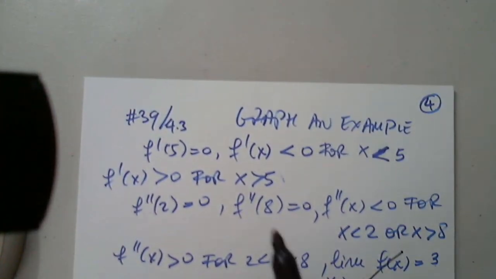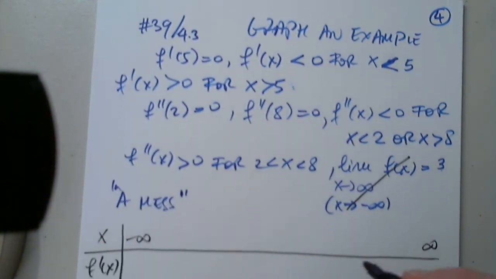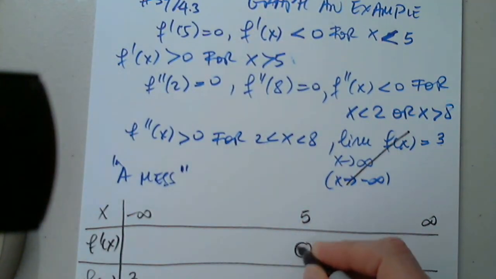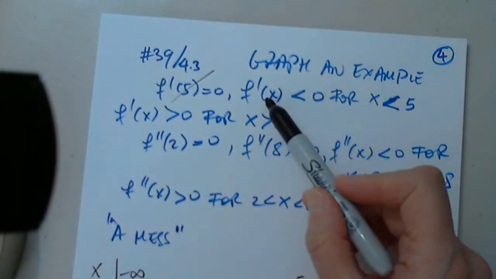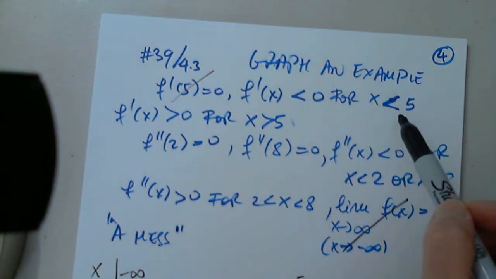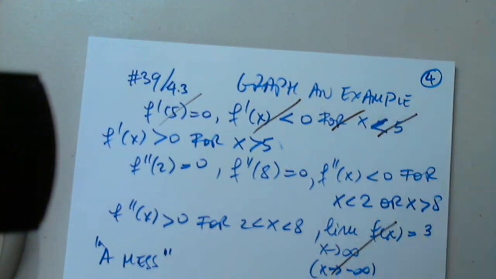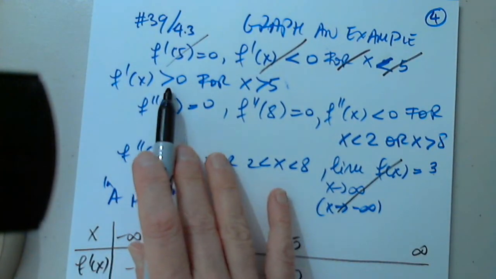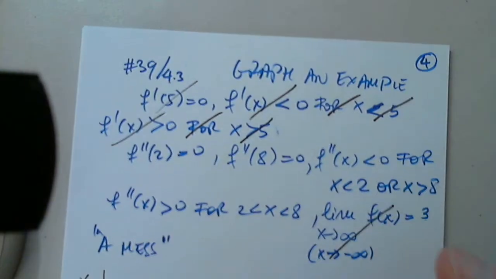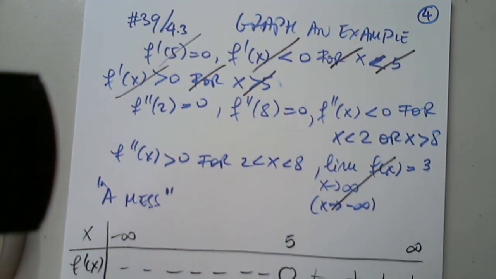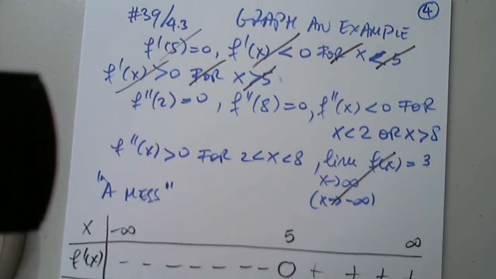Okay, now I'm going to analyze the first derivative. The first derivative at 5 is 0. Done, which means this is a critical number. The first derivative is less than 0 for x less than 5. Fine. Done. The first derivative is positive for x greater than 5. Done. Don't erase anything, I'm just making a point. Don't cross out anything, unless you want to, or check, or whatever you want to do.